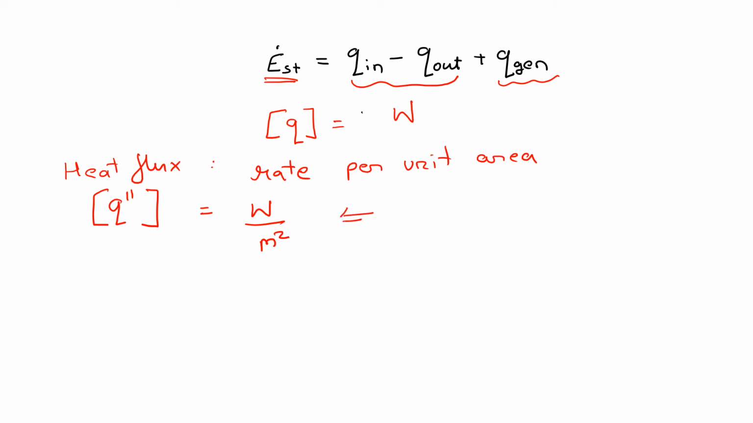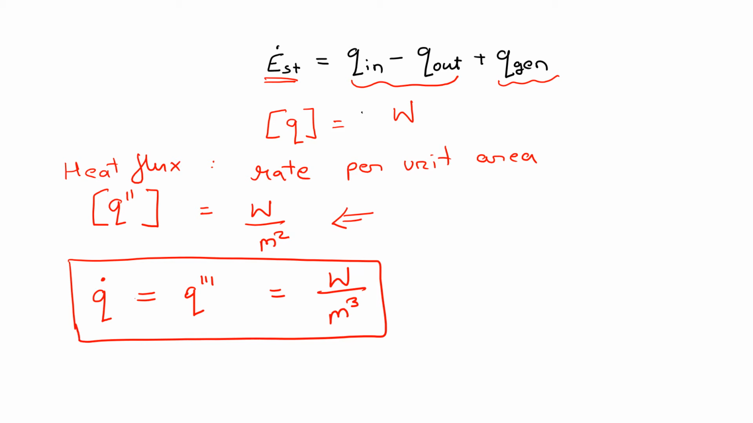So this is also very important, and you will also come across something called the energy generation, or energy generated per unit volume. In the textbook it is denoted as Q dot, but we can also denote this as Q triple prime, and the units for this will be watt per meter cube. So these are some units that you need to keep in mind for the rest of the course.